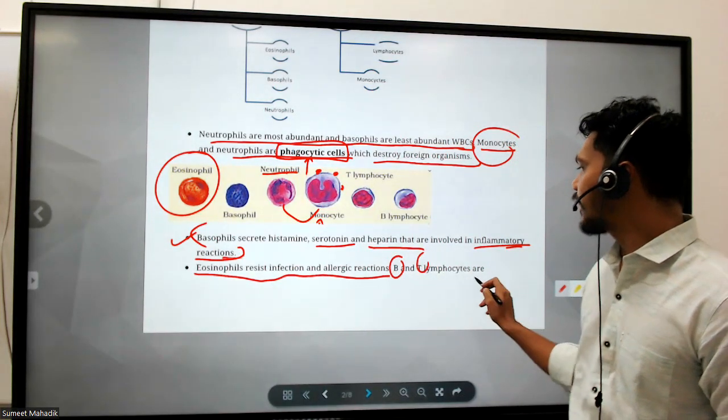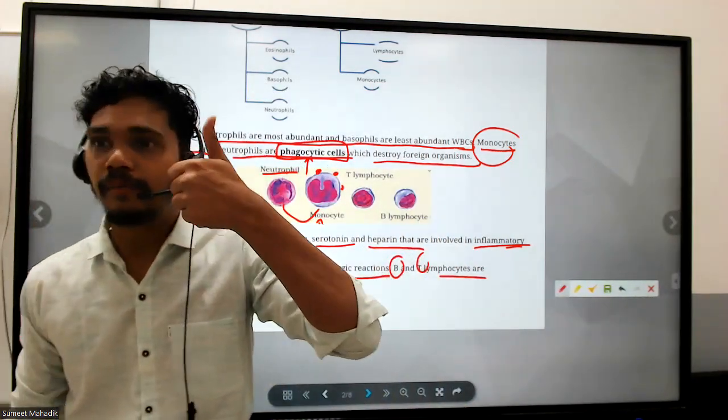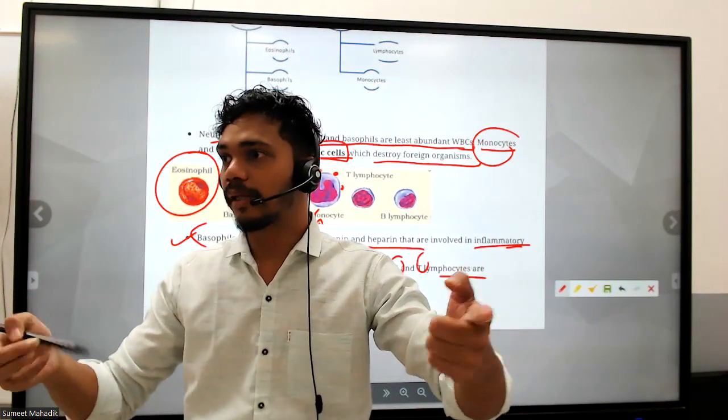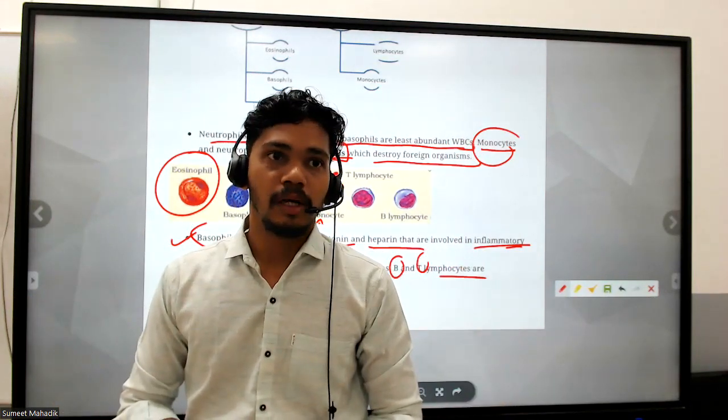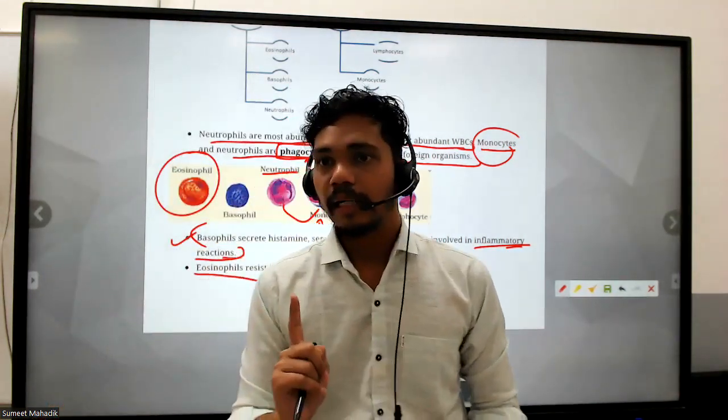B and T lymphocytes are. What are B and T lymphocytes? T lymphocytes are the memory ones. B lymphocytes are responsible for the formation of, last time we have learned something, the antigen-antibody complex. Okay. So T cells are memory cells.